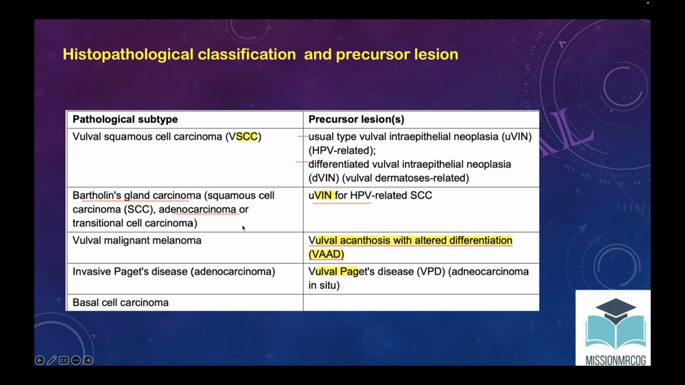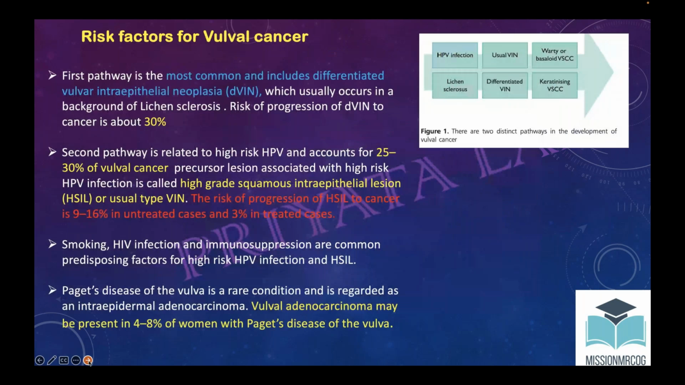For melanoma, it is vulval acanthosis with altered differentiation. For Paget's disease, it is vulval Paget's disease. Okay, so these are the precursor lesions and these are the pathological subtypes. You may get a question from there. Now, the important part, from where the understanding required for the questions comes.